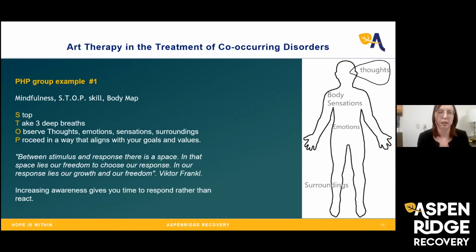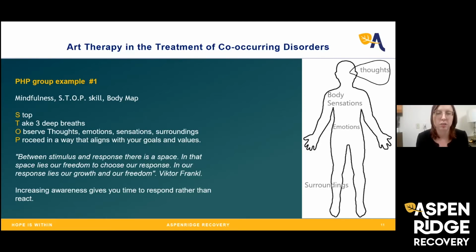Mindfulness is being in the moment, being aware of what's going on inside of us, what's going on around us, doing one thing at a time, being purposeful in what we're doing. And that's important in relapse prevention because we need enough time to respond rather than react.